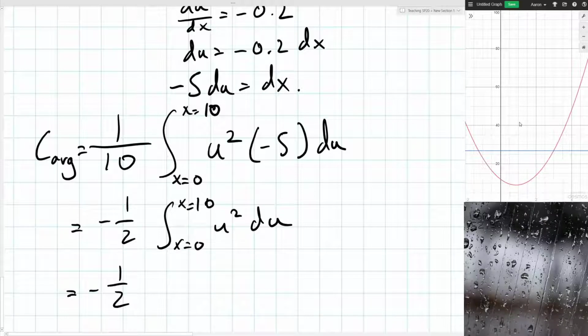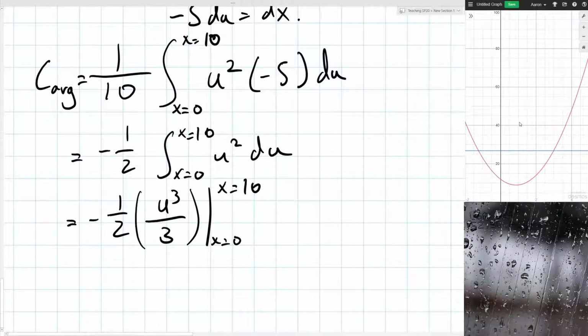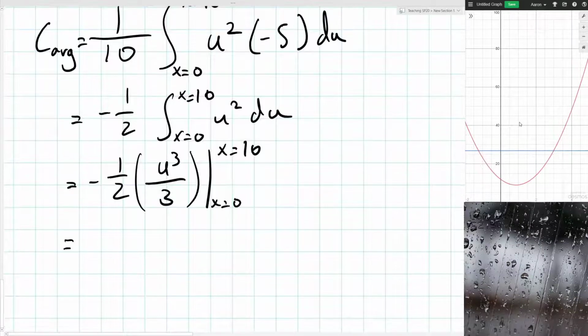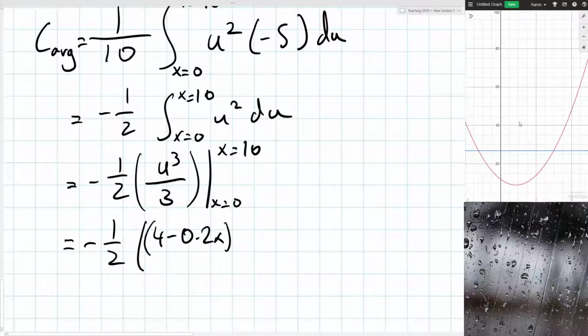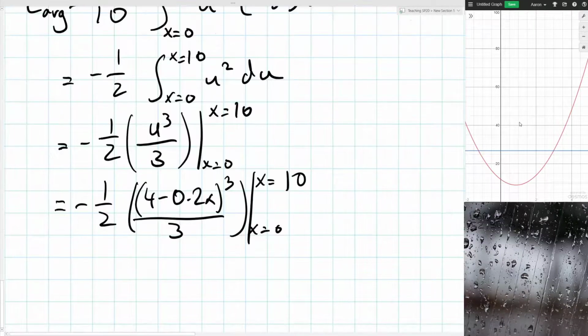And the integral of u squared is u cubed over 3. And we're going to evaluate that between x equals 0 and x equals 10. Once again, we don't want to evaluate this before we substitute back. So we're going to put our x back in here. We'll have negative 1/2 of 4 minus 0.2x cubed divided by 3. And now we're going to plug in our bounds.